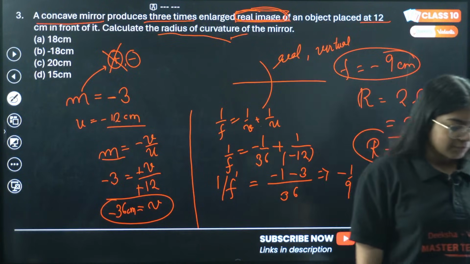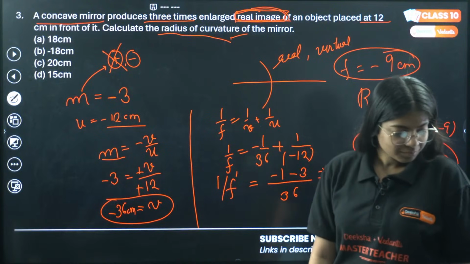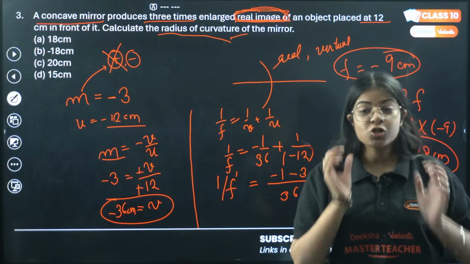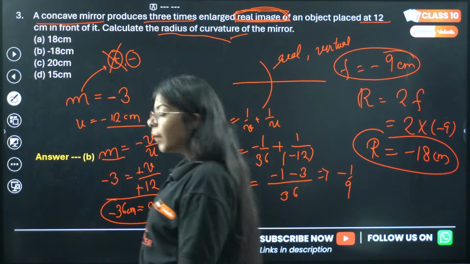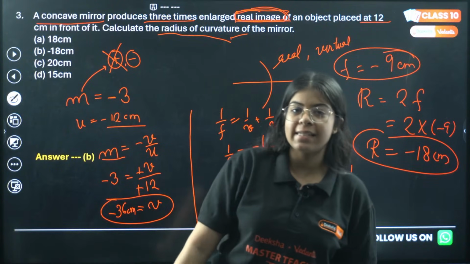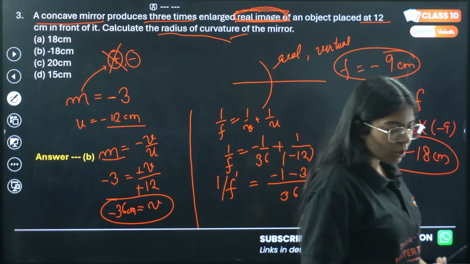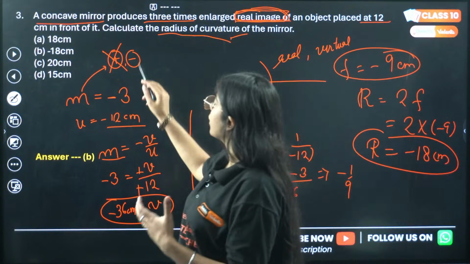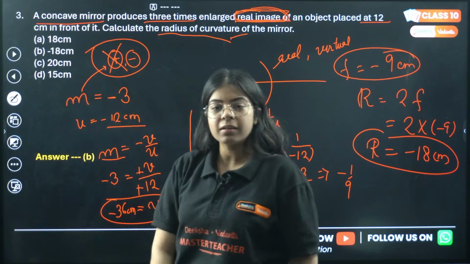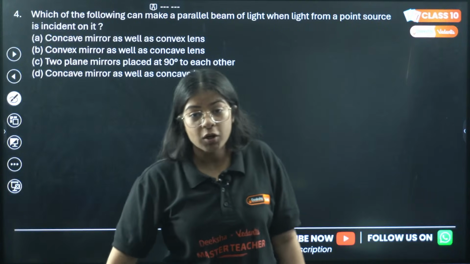Okay, understood? So my answer is B, minus 18 centimeter. Do you understand how we approached this question? How we solved this, how we thought about the concept and everything? Correct? Okay, moving on to the next question, fourth question.